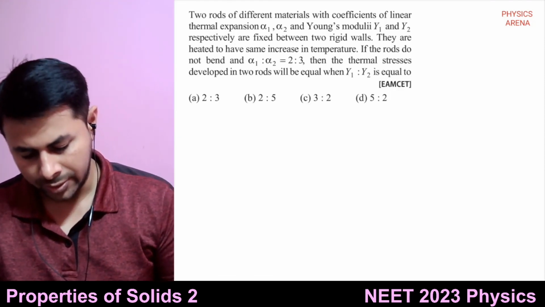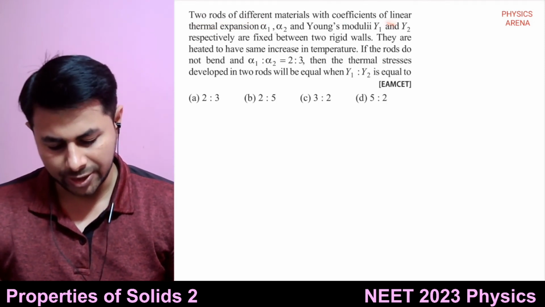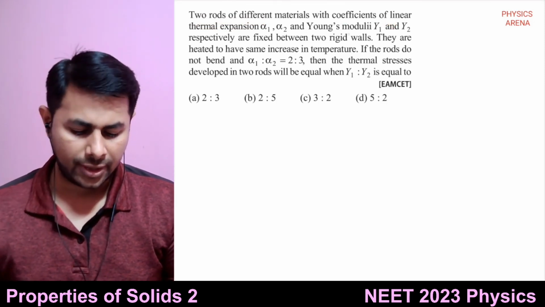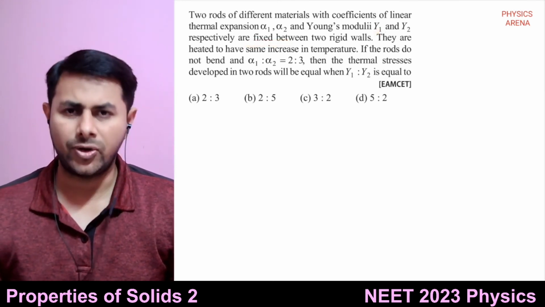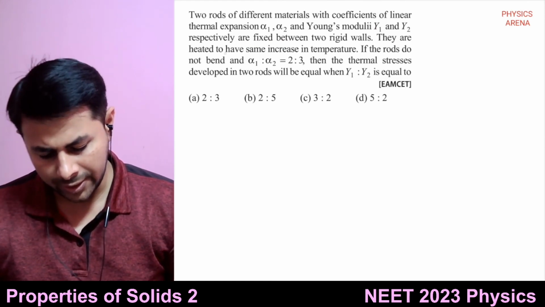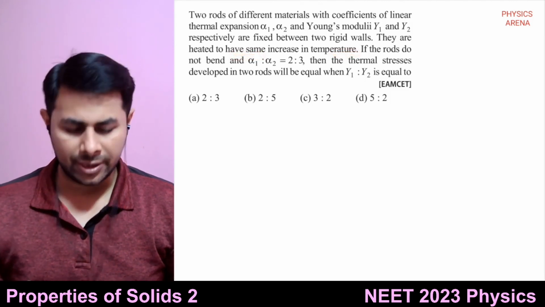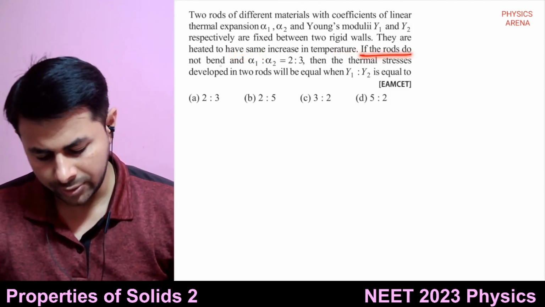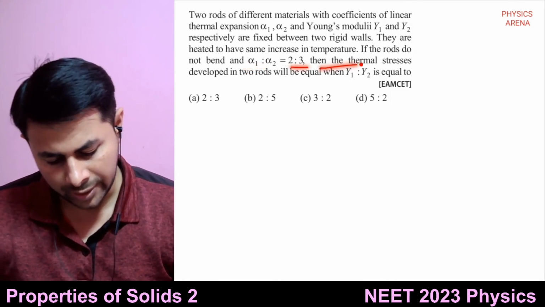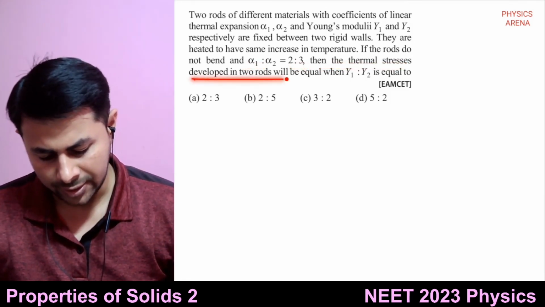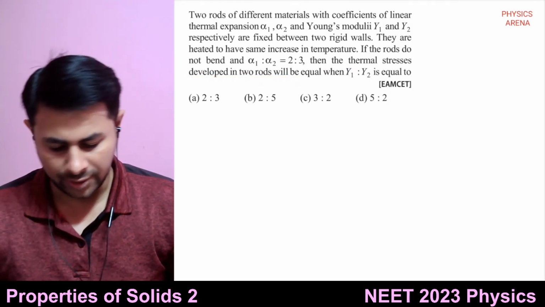Next question. Two rods of different materials with coefficients of linear thermal expansions alpha 1, alpha 2 and Young's moduli y1 and y2 respectively are fixed between two rigid walls. They are heated to have same increase in temperature, same increment in temperature. If the rods do not bend and alpha 1 is to alpha 2 is 2 by 3, then the thermal stresses developed in two rods will be equal when y1 is to y2 is equal to.